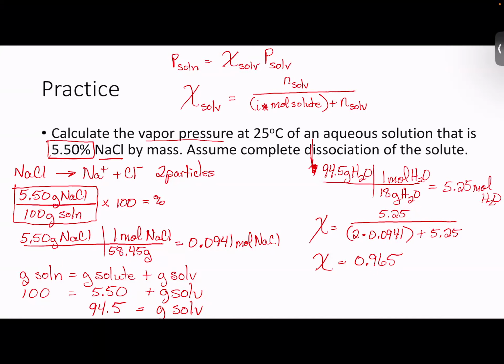Now, if I hadn't had a mistake on this slide and I'd have given you the pressure, I would have then plugged it into this equation where the 0.965 is multiplied by the pressure of the solvent in order to get the pressure of the solution. Questions?